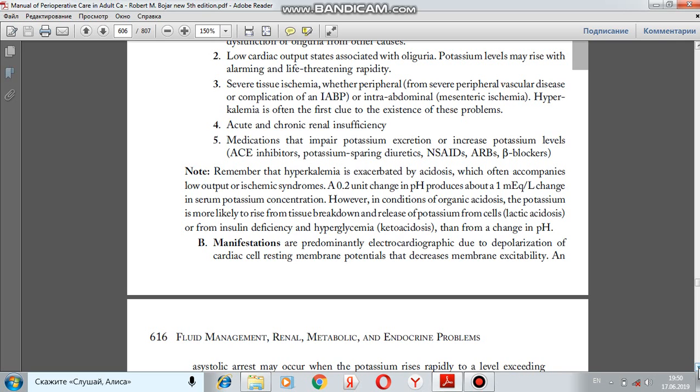However, in conditions of organic acidosis, the potassium is more likely to rise from tissue breakdown and release of potassium from cells, lactic acidosis, or from insulin deficiency and hyperglycemia, ketoacidosis, than from a change in pH.